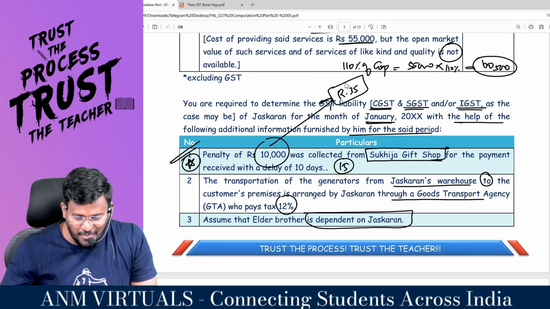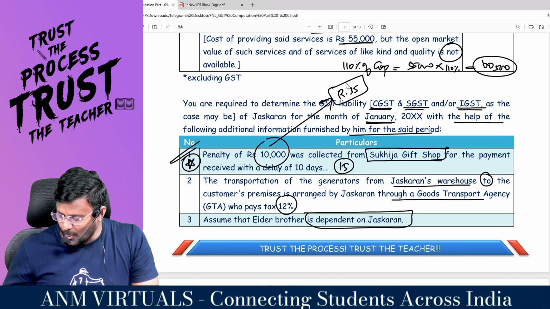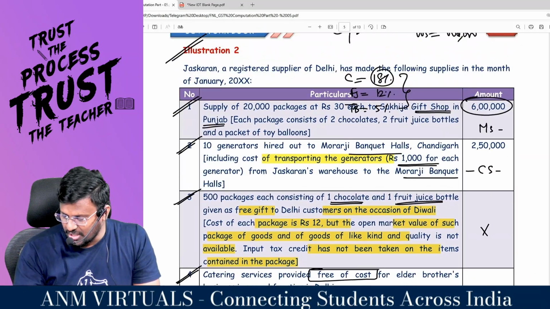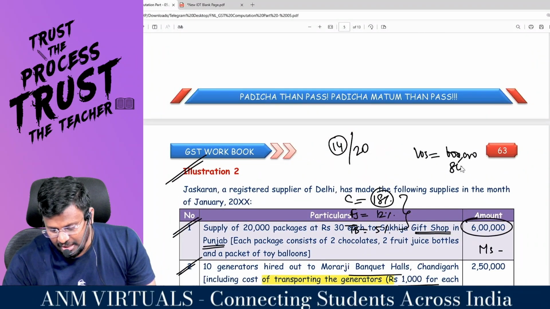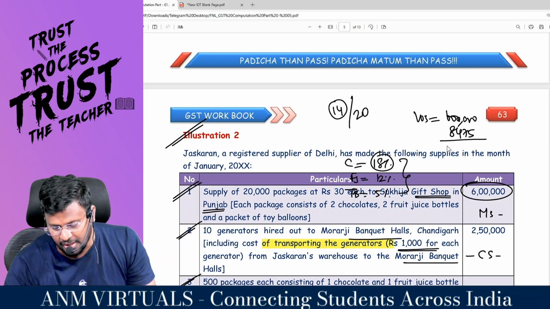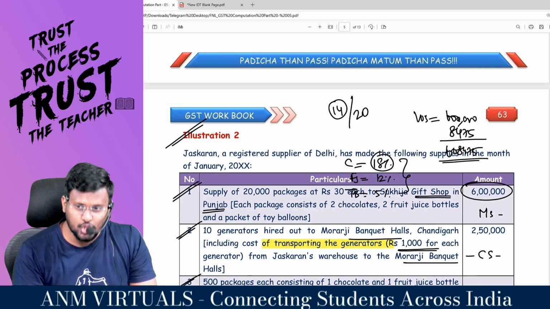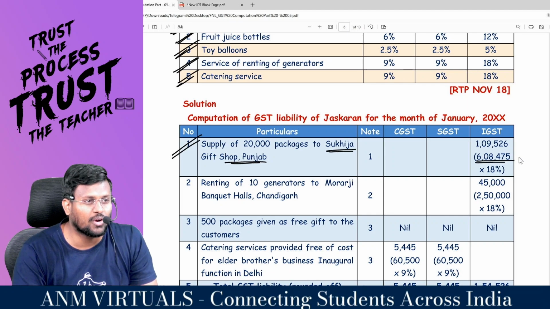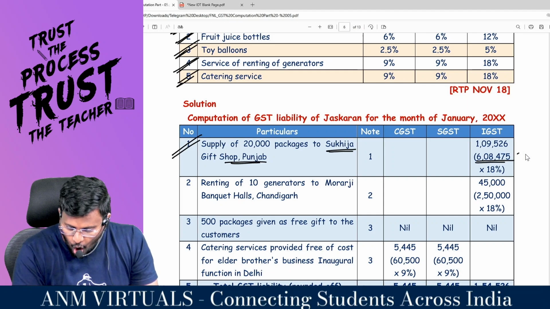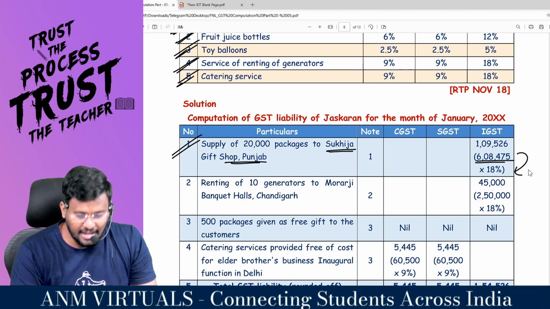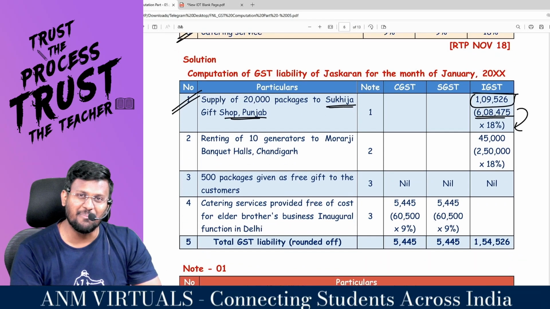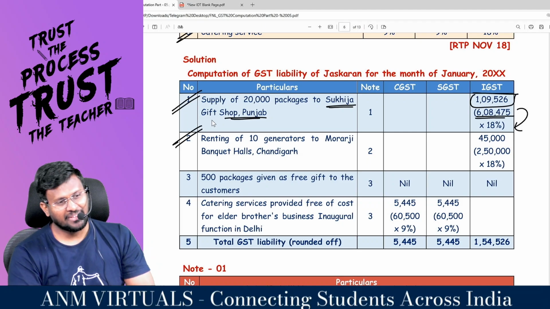So 10,000 divided by 118 into 100 comes to 8,475. So 6 lakh 8,475 should be the value of supply. That is what they have given: 6,08,475. Comfortable? On this, you have to put how much percent? 18 percent. That comes to 1,09,526. Okay, sir. Next one.